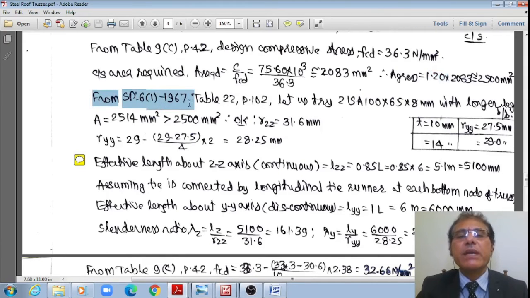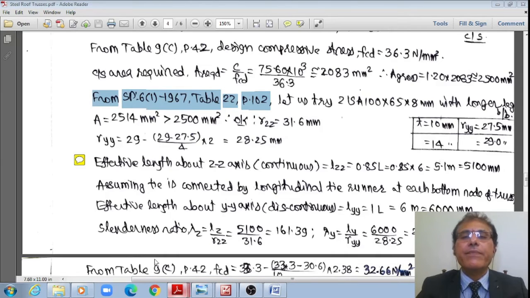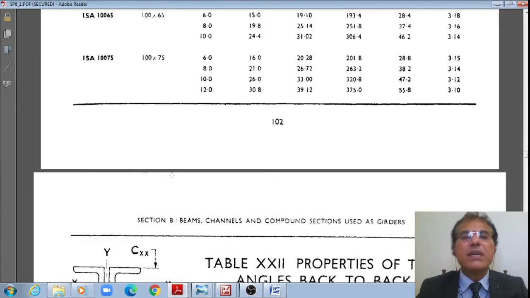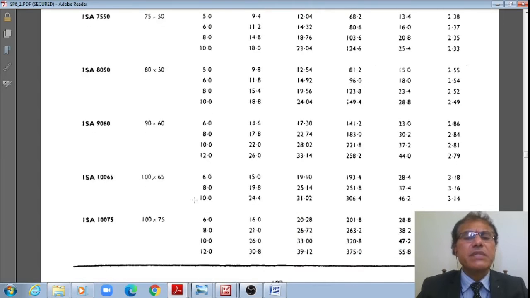Therefore, from SP6 for 1967, from the same table what I have shown, from page number 102, what I have already shown, I'm trying with ISA 100 by 65 by 8, with the longer legs back to back, like this. Therefore, I have this section, student, ISA 100 by 65 by 8, which is furnishing an area of 2514 mm square. Now let me note down that property.